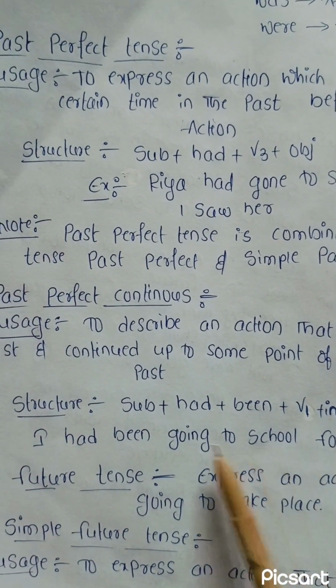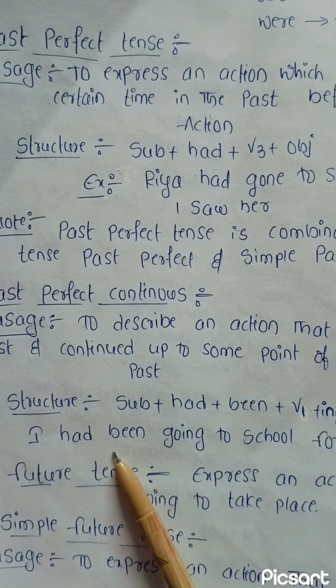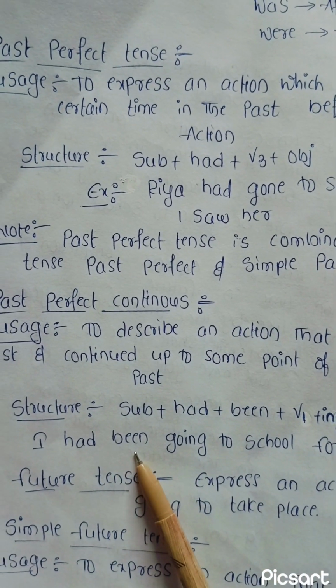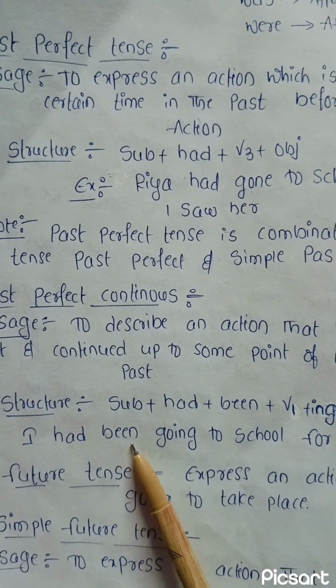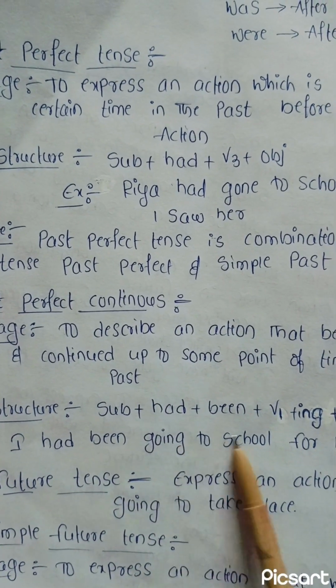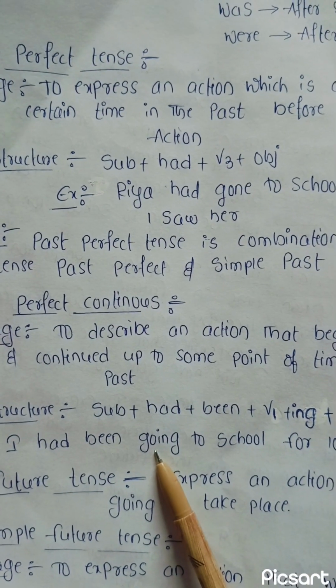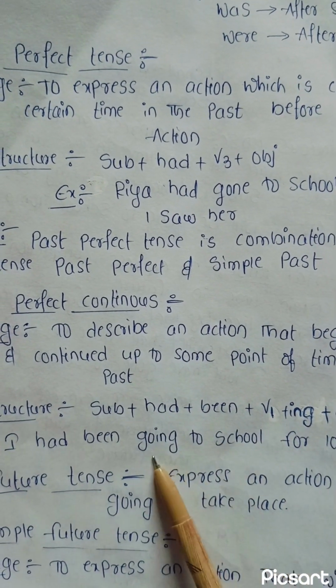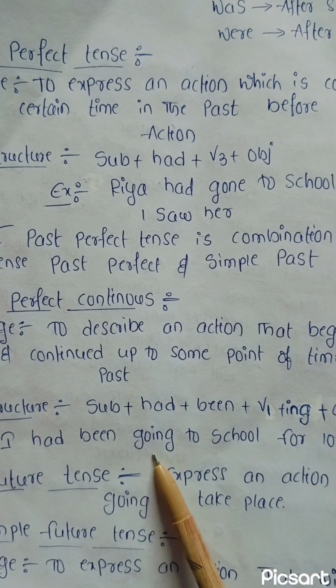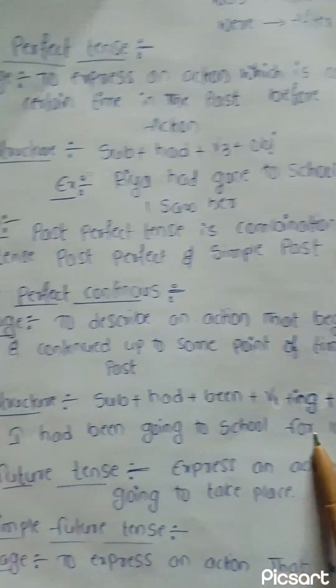Here we have to use had because it is a past tense. Then after we have to use been because it is a past perfect continuous. So that we have to use been going to school. Here we have to use V1 form, that is go. Then after we have to add ing to the verb. It will become going to school for 10 years.